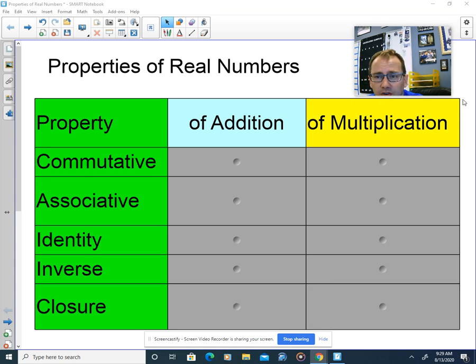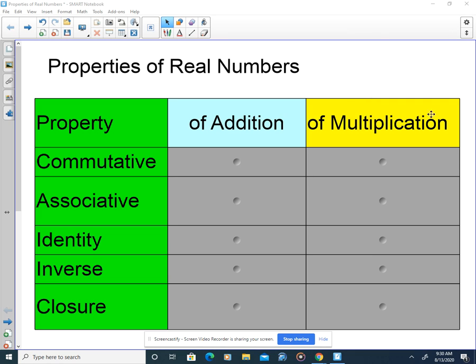All right, so I'm going to close this out and we'll get started with the lesson here. So we're talking about properties of real numbers. There's 5 that we're going to look at first. And the first one is called the commutative property.